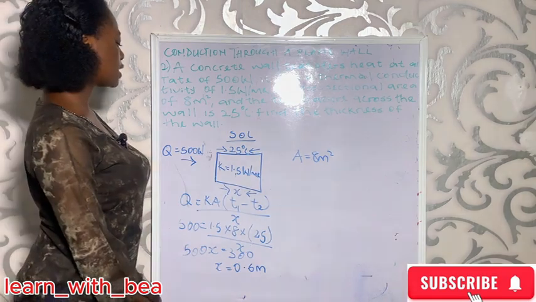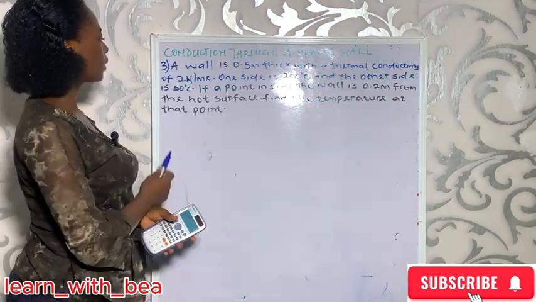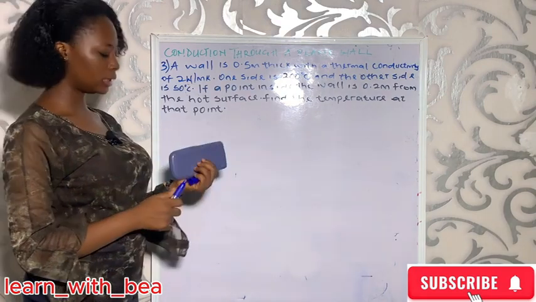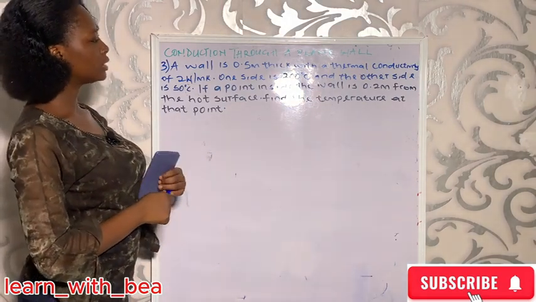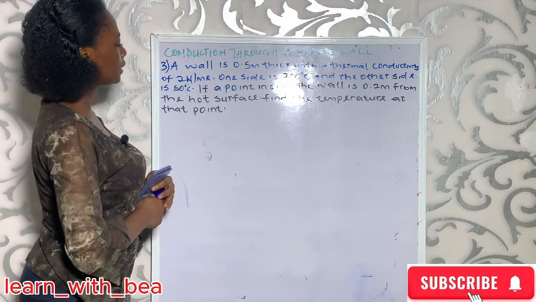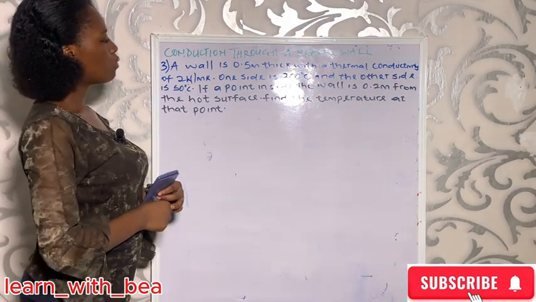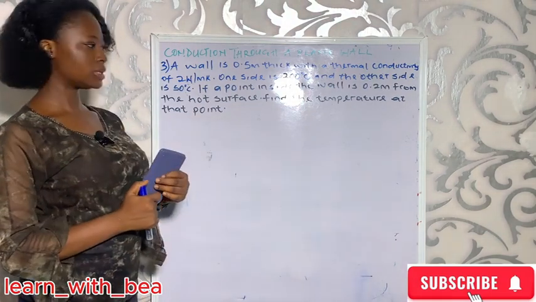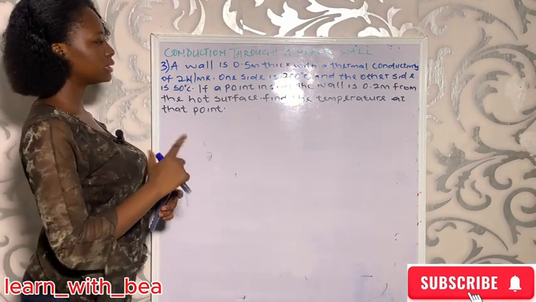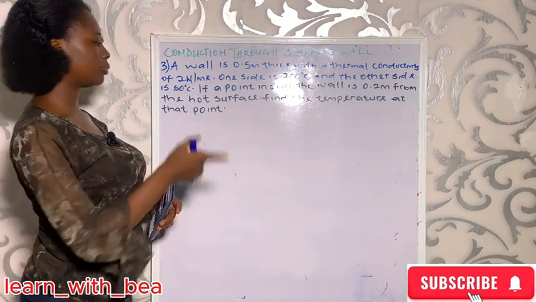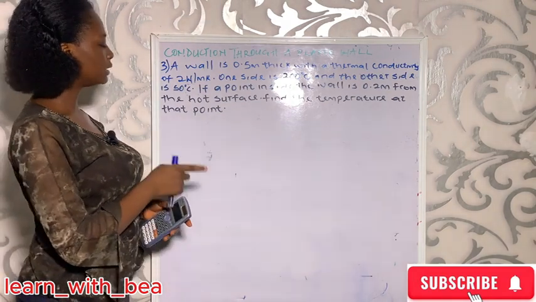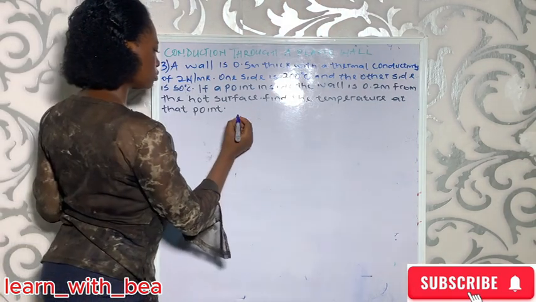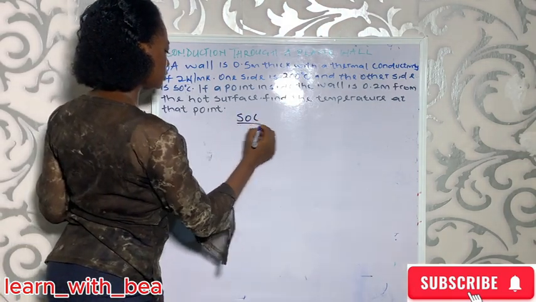So let's move to the next question. It says a wall is 0.5 meter thick with a thermal conductivity of 2 watts per meter Kelvin. One side is 200 degrees C and the other side is 50 degrees C. If a point inside the wall is 0.2 meter from the earth's surface, find the temperature at that point. So, like I said, write out the parameters.